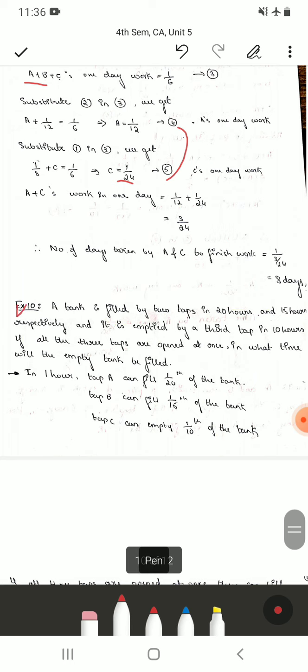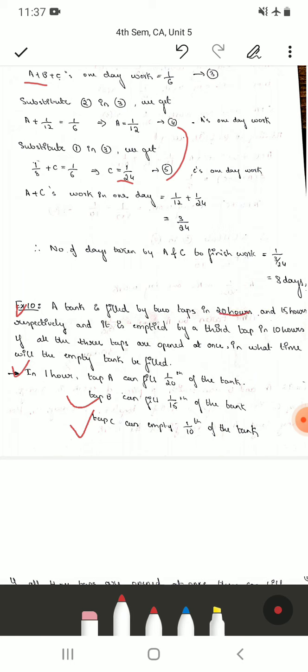So the 10th question is, a tank is filled by two taps in 20 hours and 15 hours respectively, and it is emptied by a third tap in 10 hours. If all the three taps are opened at once, in what time will the tank be filled? So we have already solved this question. I'll quickly revise this. So in 1 hour, tap A can fill 1/20th of the tank, tap B can fill 1/15th of the tank, and tap C can empty 1/10th of the tank.